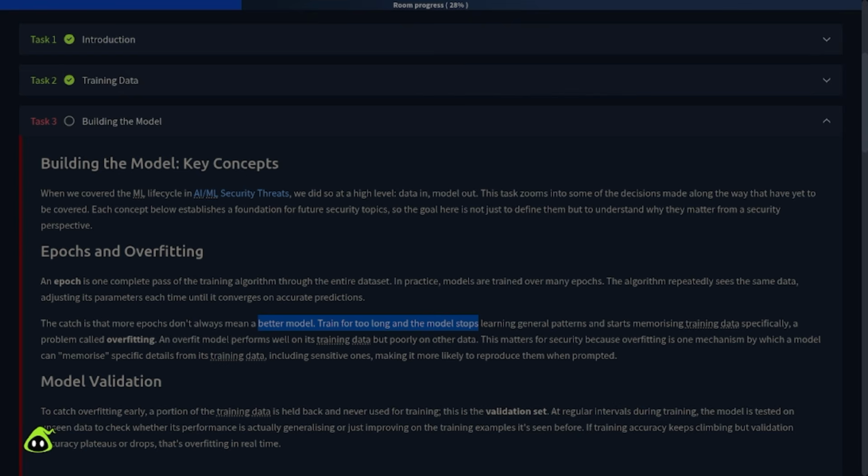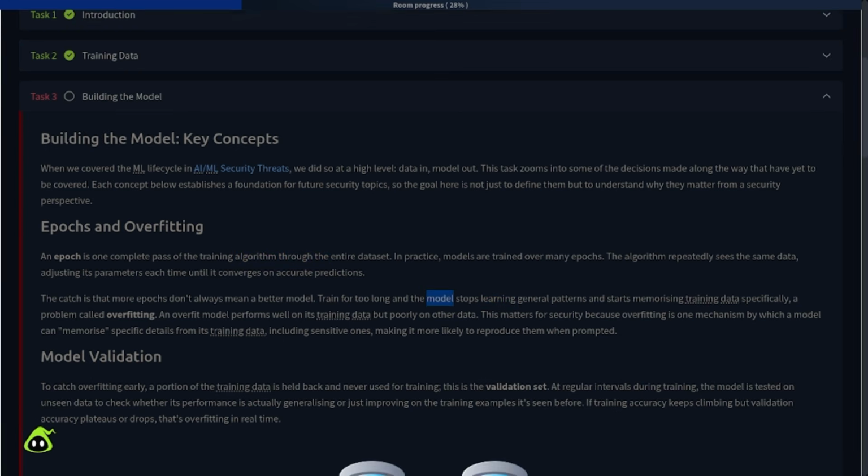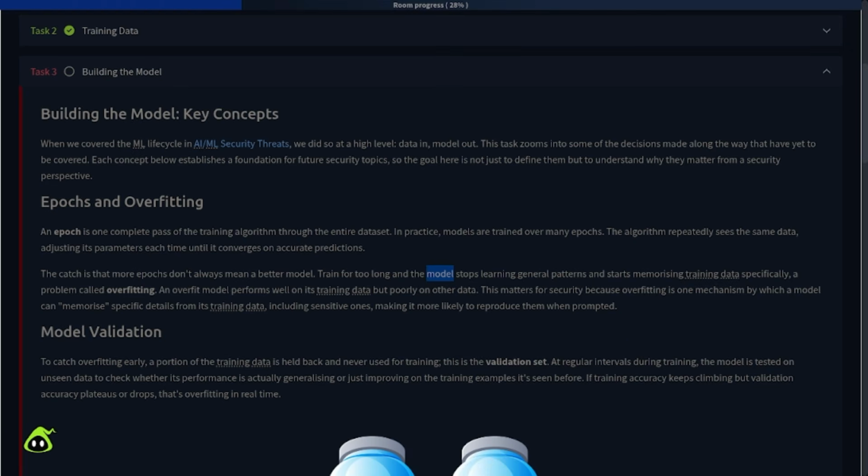Train for too long and the model stops learning general patterns and starts memorizing the training data specifically. What it means is that the model keeps getting to know about the same thing and it just stops learning. This problem is named overfitting. An overfit model performs well on its training data but poorly on other data.